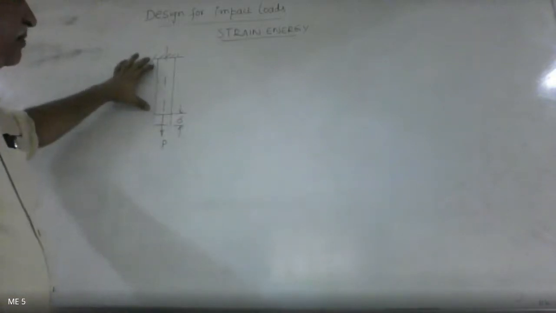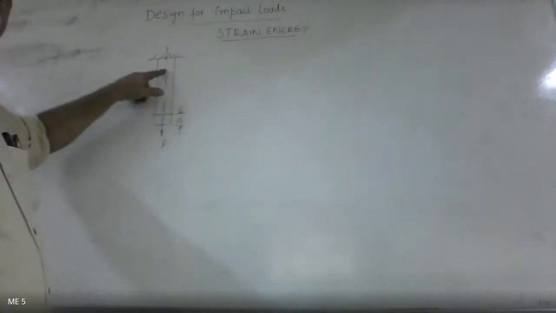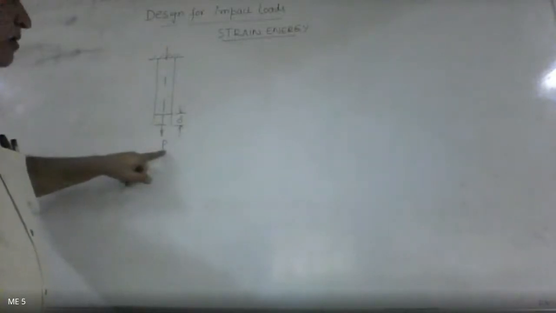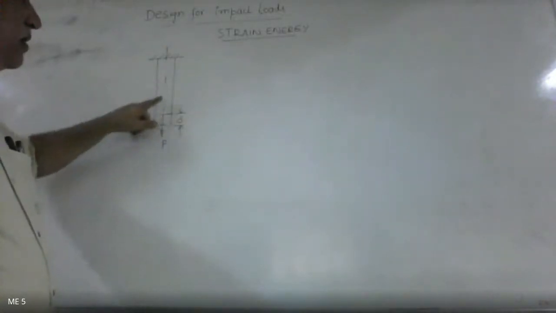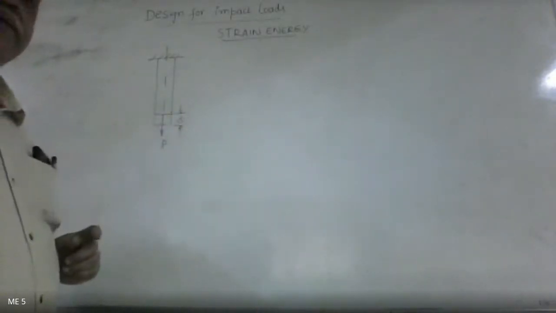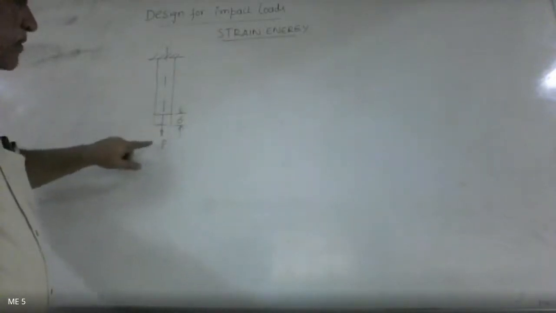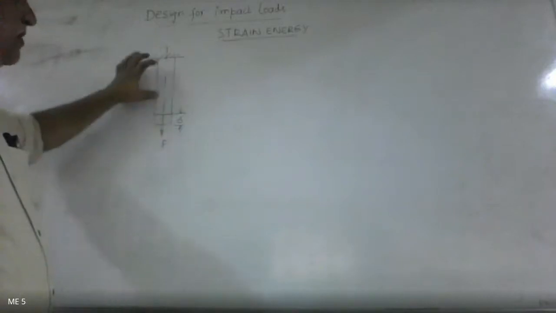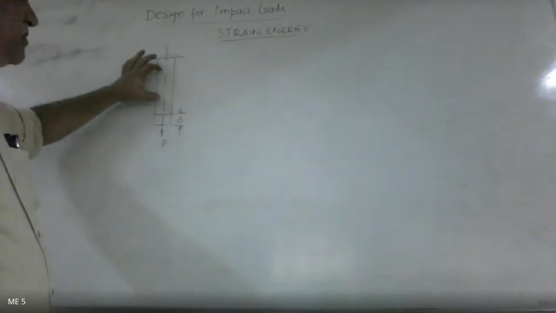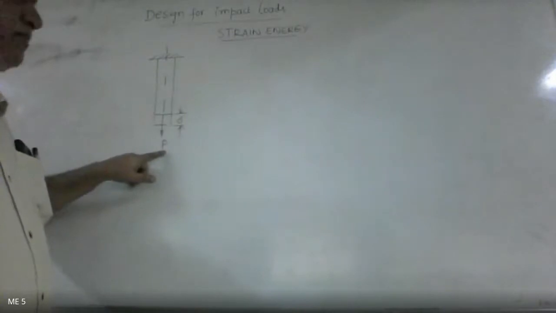I have a member which is subjected to axial load P. Don't worry whether it's a circular cross section or rectangular cross section. Because of loading, what will happen to the member? It is going to deform by a distance delta. The energy, because of the load P, will be stored in the member. So the energy of strain is stored in this member because of the applied load P.